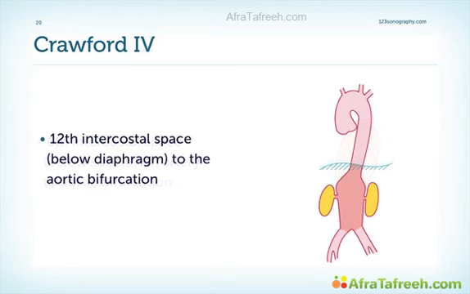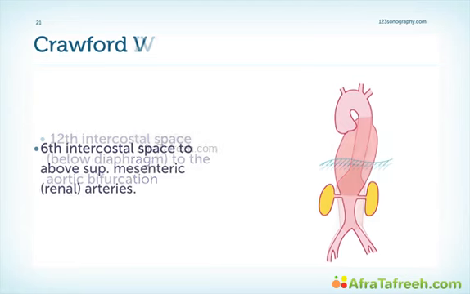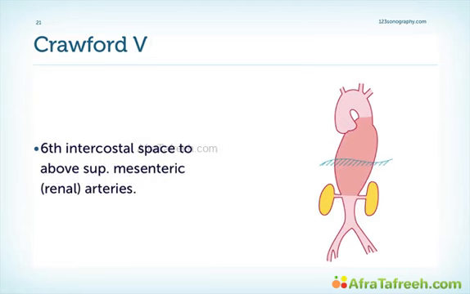Crawford type 4 would be from the 12th intercostal space below the diaphragm to the aortic bifurcation. And finally, Crawford type 5 is from the 6th intercostal space above the superior mesenteric and renal arteries.